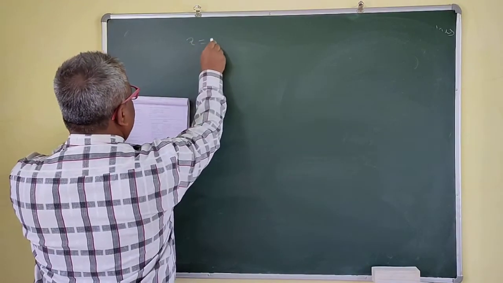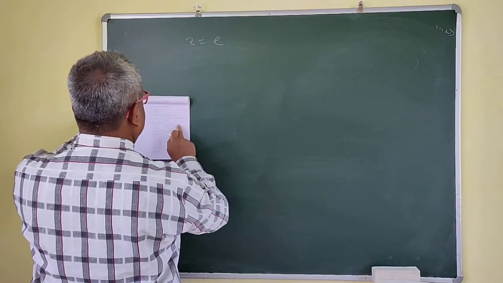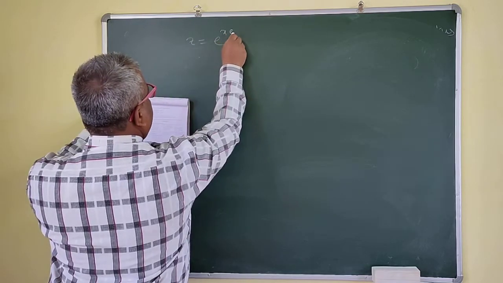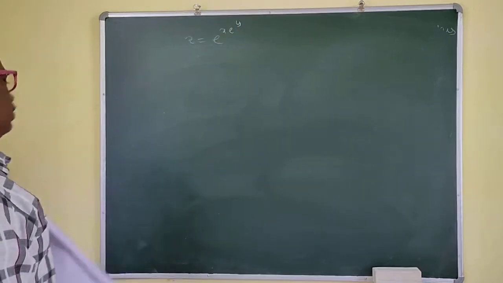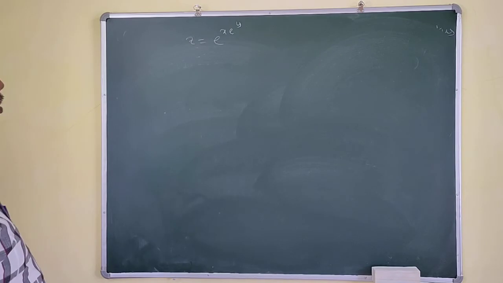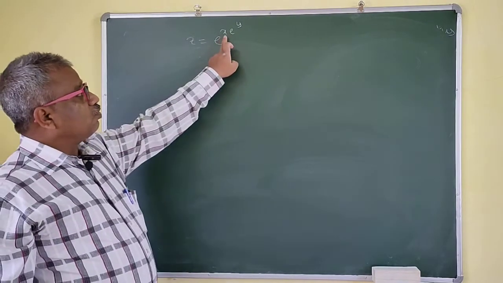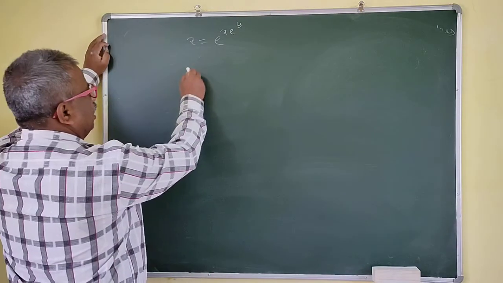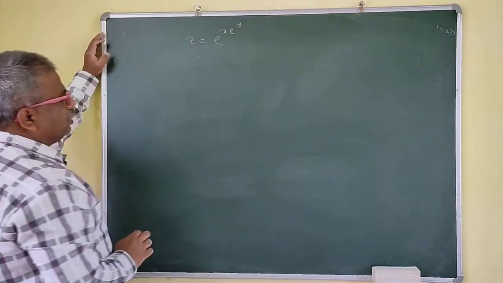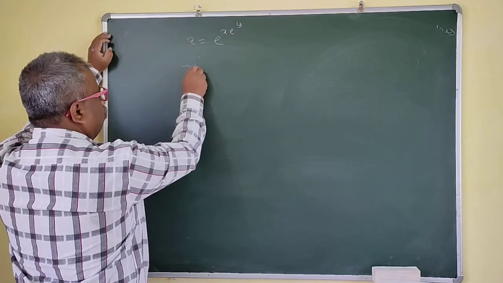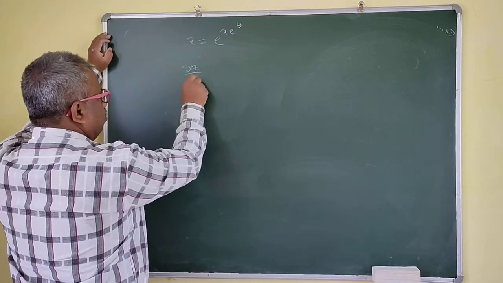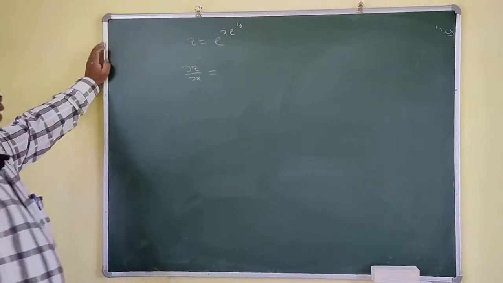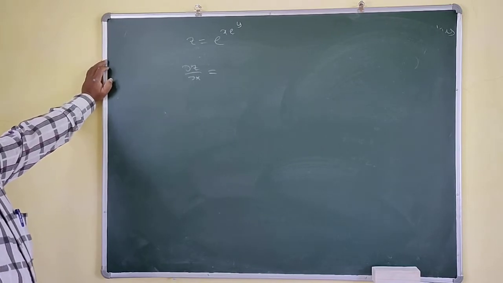So z is equal to e raised to x, e raised to y. Now see, this is a function. See, e raised to x into e raised to y is there. Okay, it doesn't matter. So z is equal to, we'll directly differentiate this, dou z by dou x. We'll use this notation for your convenience.